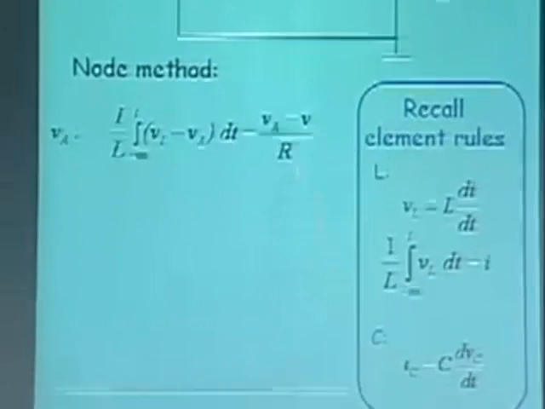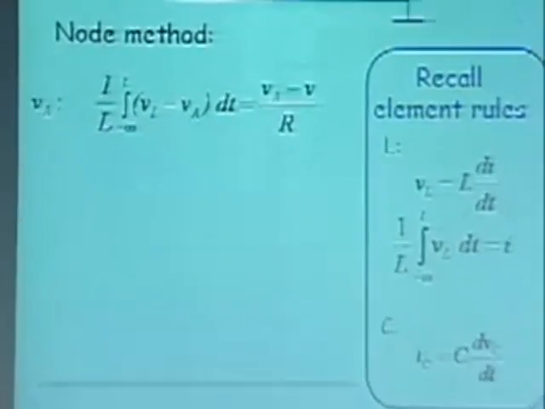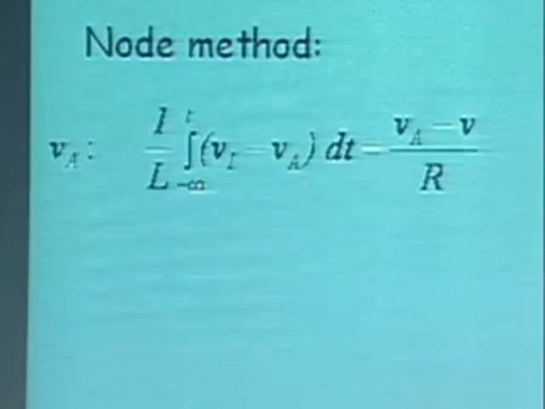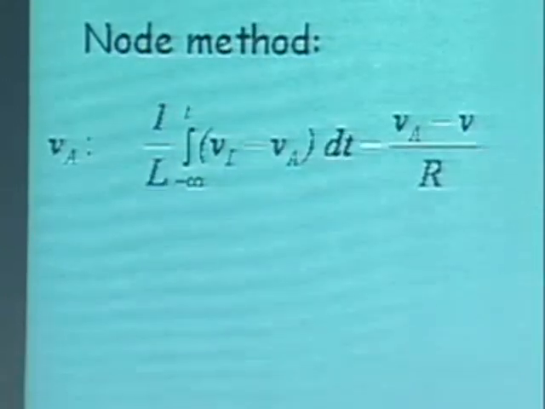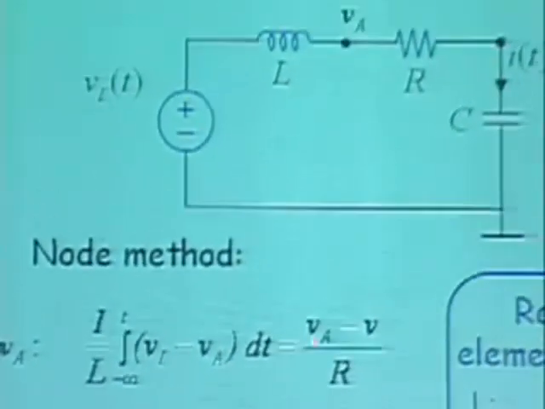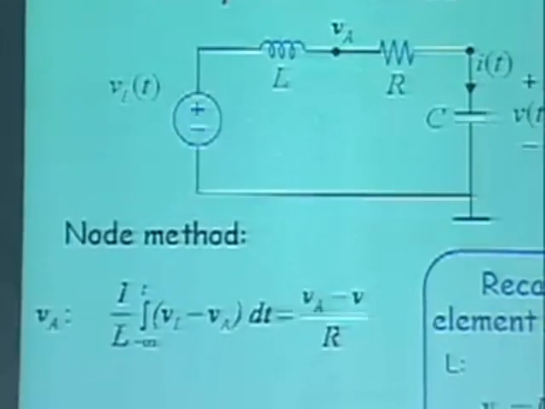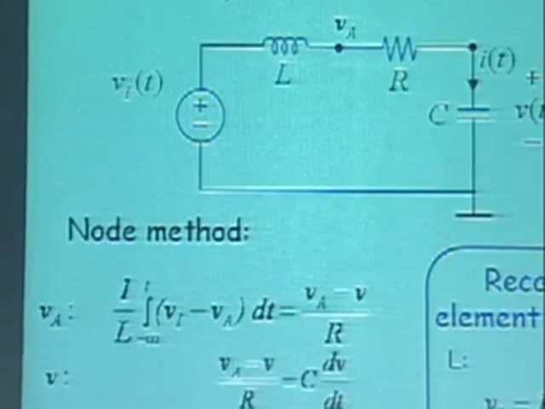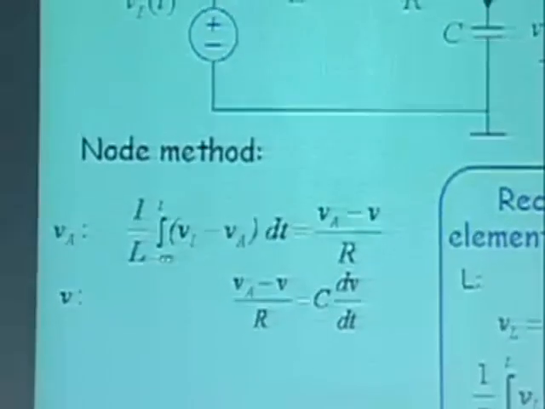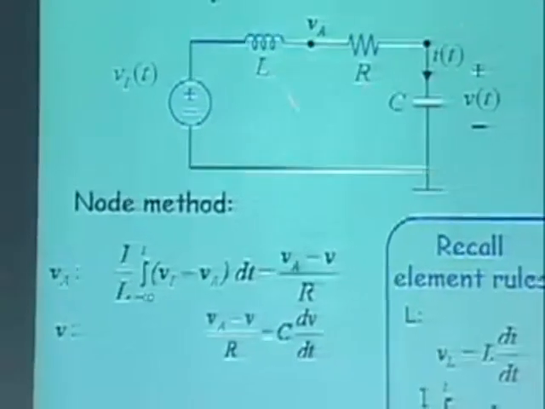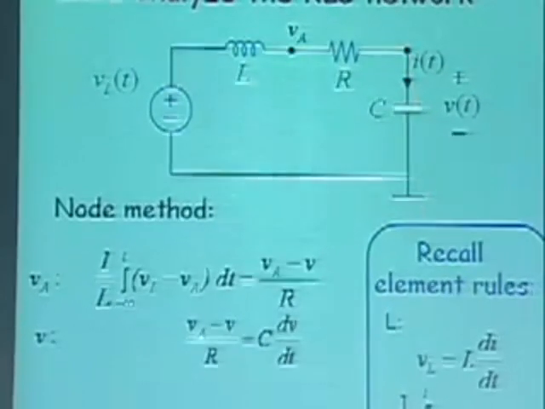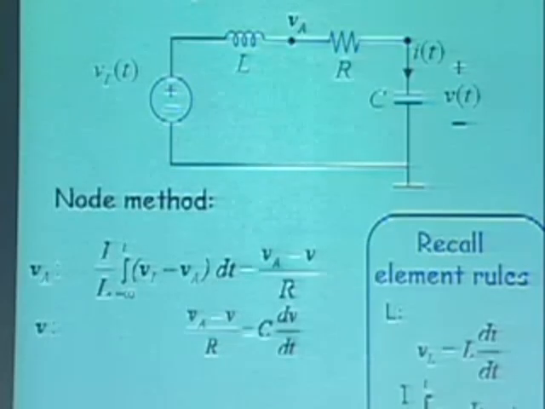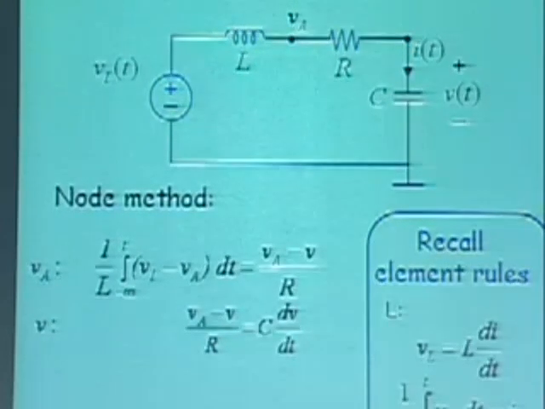Then it's simply 1 by L integral of (VI minus VA), the current going in this direction, and that equals the current going this way, which is (VA minus V) divided by R. That's the node equation. I then write the node equation for this node V, and that is simply (VA minus V) divided by R is C dV/dt. And that's what I have here. Two node equations.